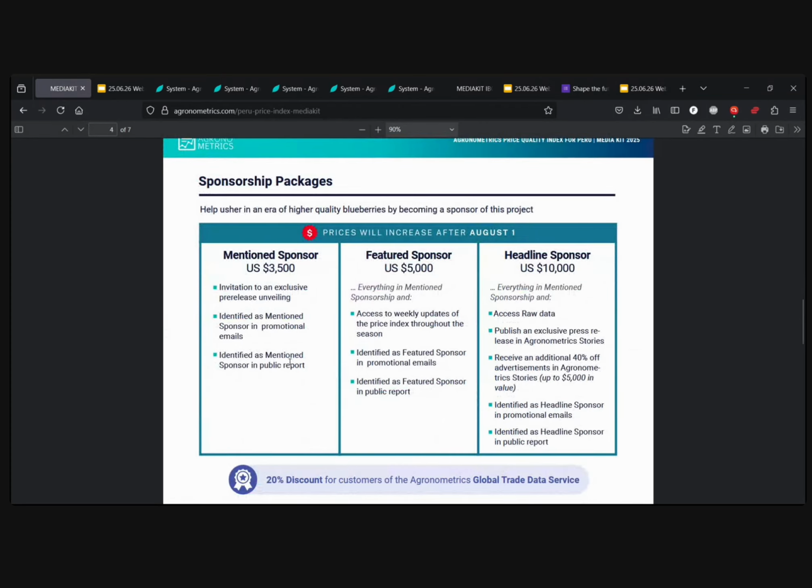So we have the mentioned sponsors, which will be companies that come online and will put their logo as part of the public report. Featured sponsors, same thing, they get identified as a featured sponsor. And then they'll also get access to a weekly updated index where we're able to look at the results of this clustering for the premium varieties as well as the non-premium varieties. And then headline sponsor, which gets access to all of that goodness, as well as access to the raw data itself. So as much detail as we're able to get.